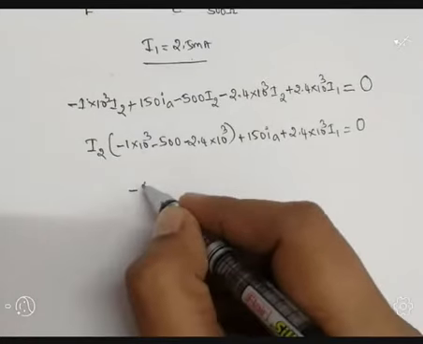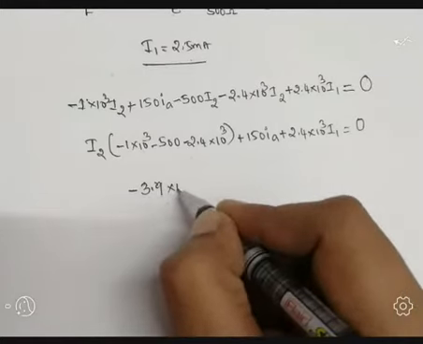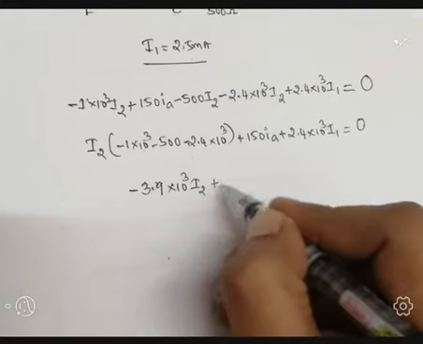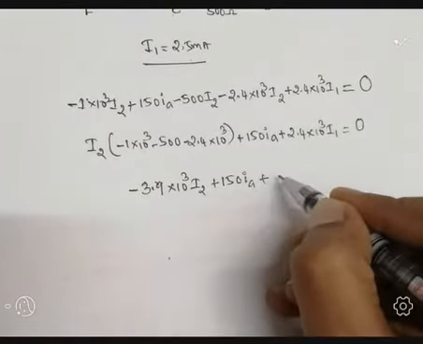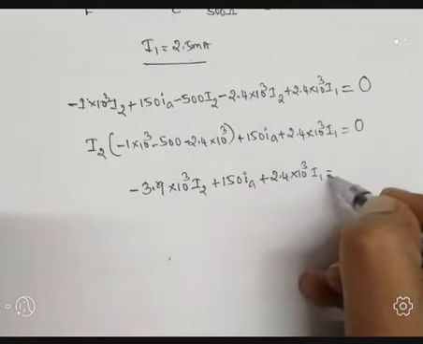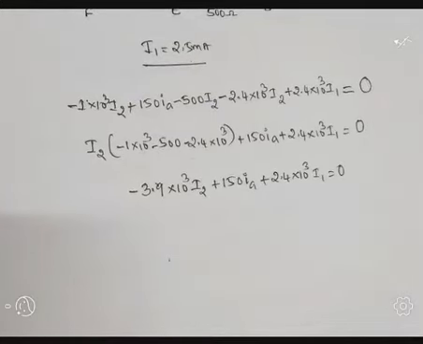Minus 3900, or we can say minus 3.9 into 10 to the power 3 I2 plus 150 into 10 to the power 3, minus 2.4 into 10 to the power 3 I1 equal to 0. Is it correct? Yes, sir. Okay. Next, observe the node B in the network.